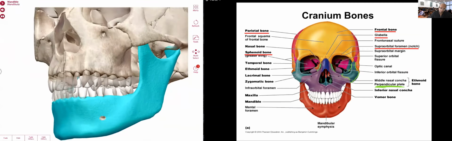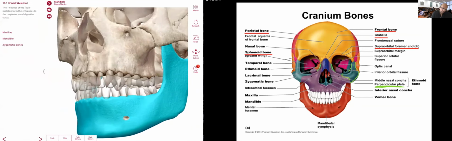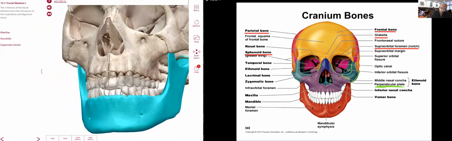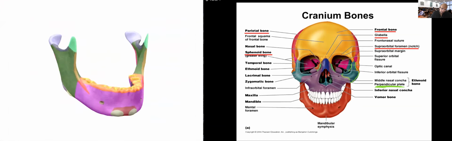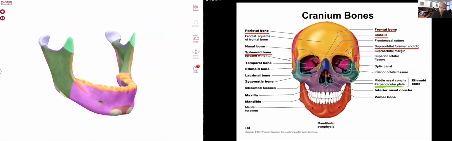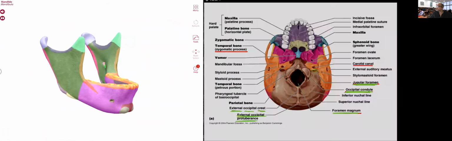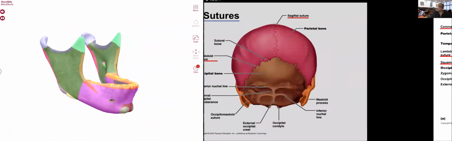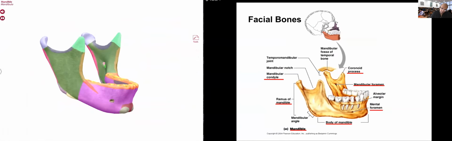So if we're looking on here at the mandible, what we can see is that the mandible is going to be divided into two main parts: the body of the mandible and the ramus of the mandible. So two parts are forming the mandible, body and ramus. As you see, I have two bodies and two rami.